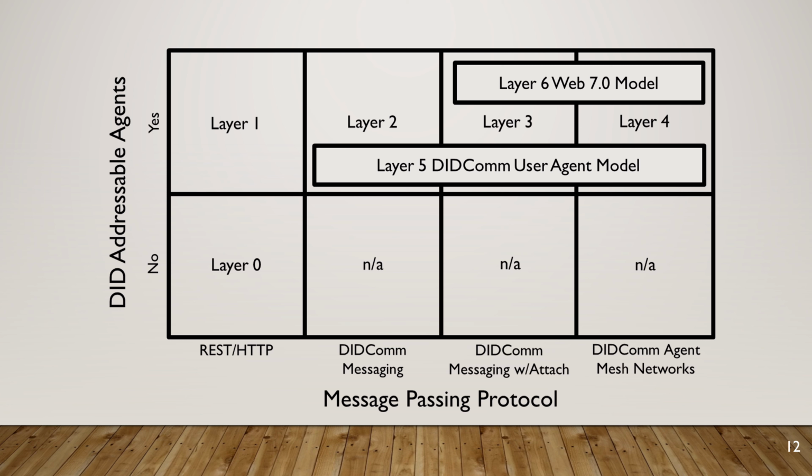Layer 5 can build on top of layer 2, layer 3, or layer 4, typically layer 4. And we call that layer the DIDComm user agent model. The idea that we're going to create a specialized DIDComm agent called a user agent, and a user agent is different from an ordinary DIDComm agent in that the user agent has a user interface. It has a UX. It's an agent that interacts with people. It's an agent that's on the edge of the network that can interact with humans.